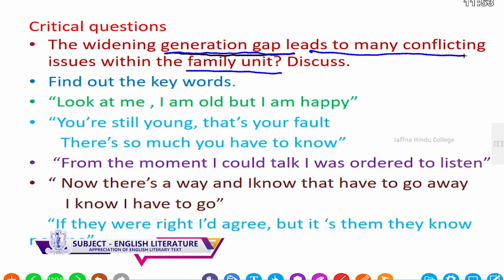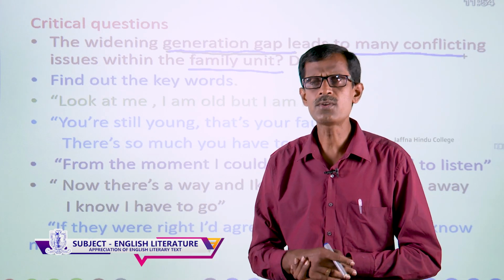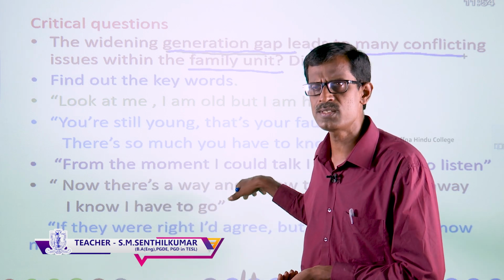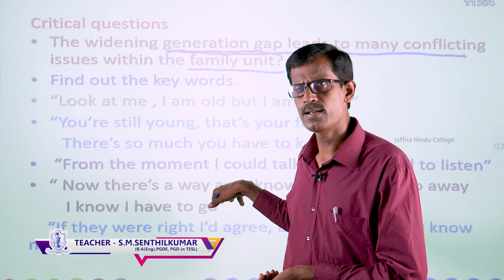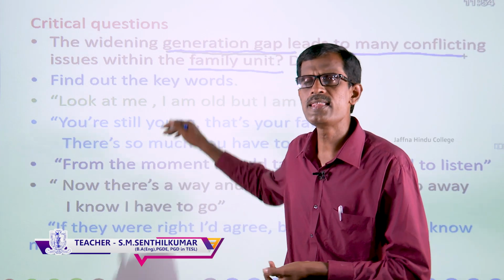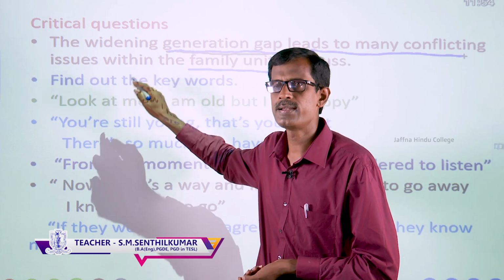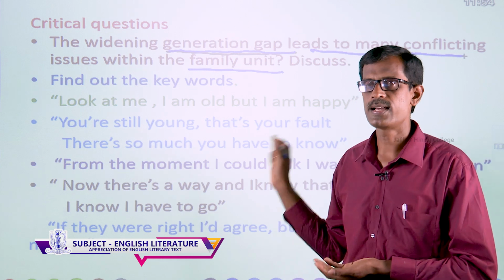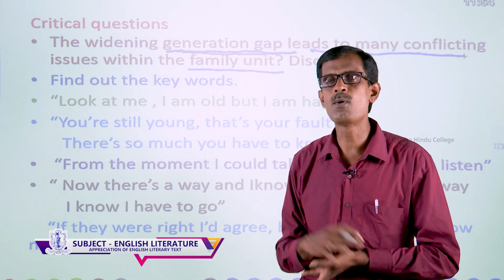Next line, from the moment I could talk, I was ordered to listen. Sure, he couldn't speak with the father directly. In the monologue, in his mind, he speaks to himself. Have you understood that? Right. Now, the last: there is a way and I know that I have to go away. I know I have to go. You have to explain these lines to elaborate this idea for this question. These are the ideas on the generation gap that you have to elaborate in the body part.